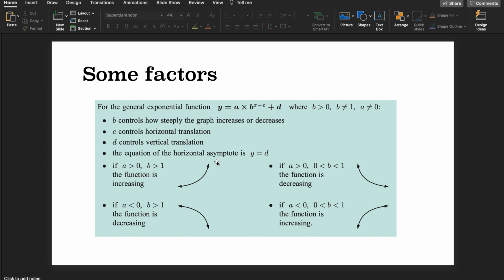Okay, now let's look at these specific examples. It would look like this if a is greater than 0, meaning it's concave upwards, it's going up, and b is greater than 1. Then the graph will be increasing. And if a is greater than 0 and b lies between 0 and 1, it will look something like this. And then if a is less than 0 and b is greater than 1, the function will be decreasing. This is decreasing, this is also decreasing. And if a is less than 0 and b lies between 0 and 1, it will be an increasing graph. Yeah, that's pretty much it for this.